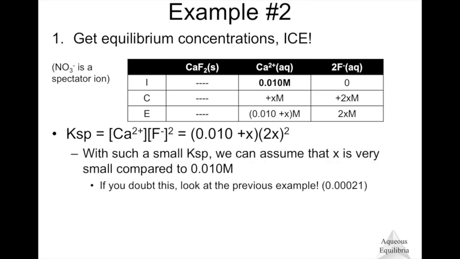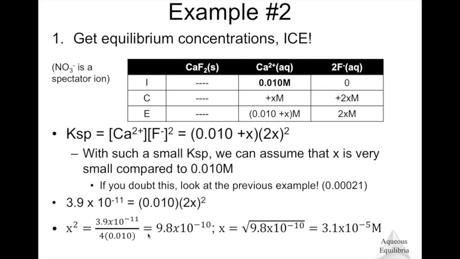But again, we have a very small KSP. We've been making this assumption all along. We can assume that x is very small compared to 0.01. If you don't believe me, just look at what x was in our last example, 0.00021. Rules of sig figs, if you add that, you're still going to get 0.010. So we can assume that x is negligible, which makes our lives a little bit easier. And so 3.9 times 10 to the minus 11 equals 0.01 times 2x squared. Solve for x. And so x is 3.1 times 10 to the minus 5th molar.